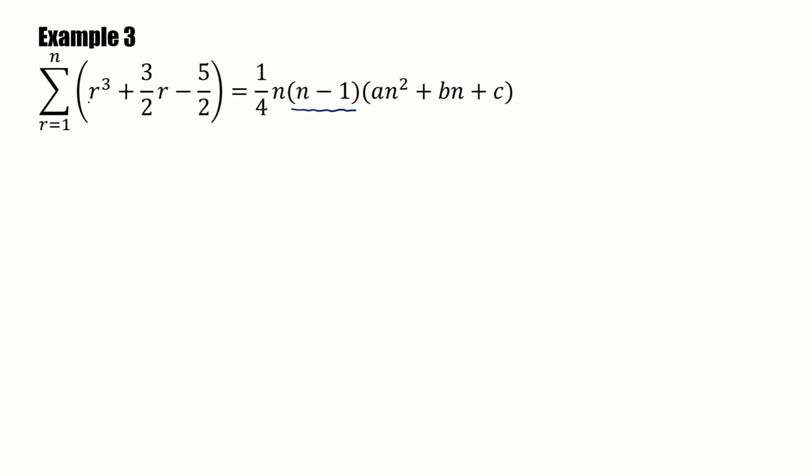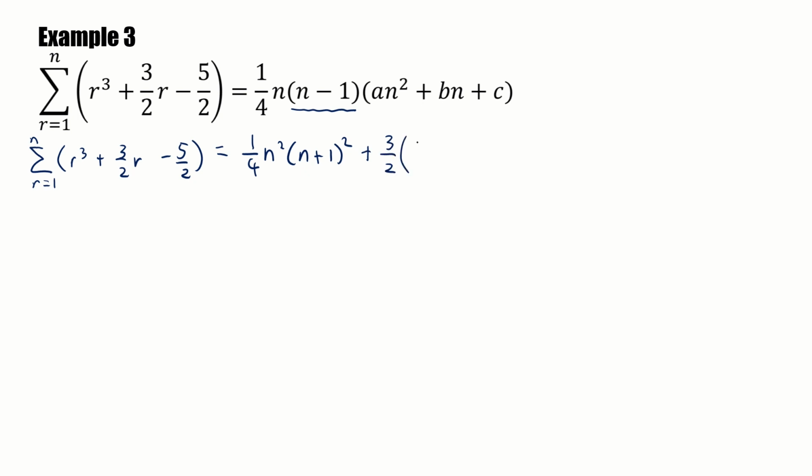So first of all, we need to write our series using the formulas from previously. So the sum from r equals 1 to n of r cubed plus 3 over 2r minus 5 over 2 is going to be the formula for r cubed, which is 1/4 n squared (n plus 1) all squared, plus 3 over 2 lots of 1/2 lots of n plus 1, and then minus 5 over 2 n.